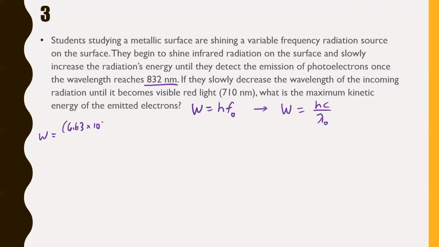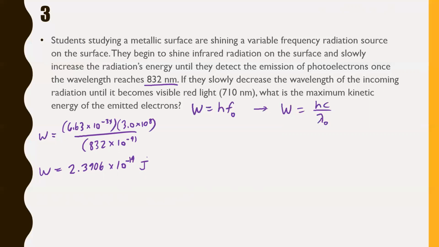6.63 times 10 to the negative 34 times c, which is 3.0 times 10 to the 8, divided by lambda 0, which is 832 times 10 to the negative 9. I got a work function of, let's see here, 2.3906 times 10 to the negative 19 joules. Okay, so that's the amount of energy needed to get electrons to come out of this.